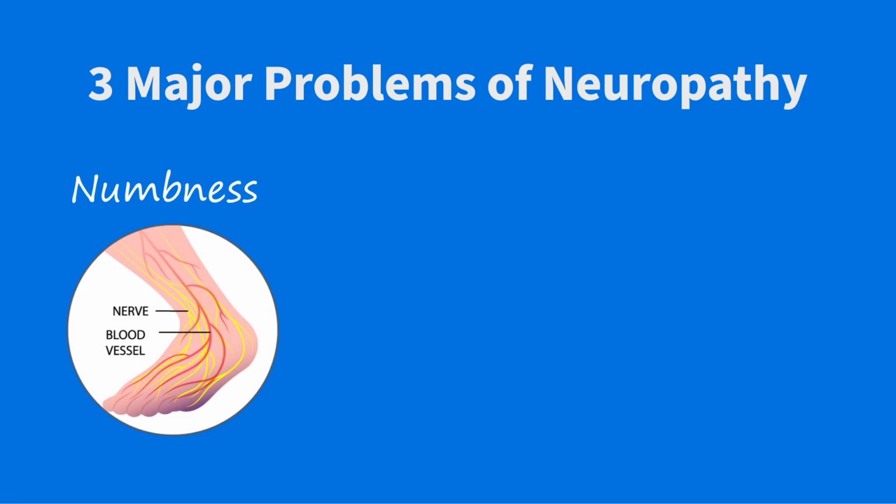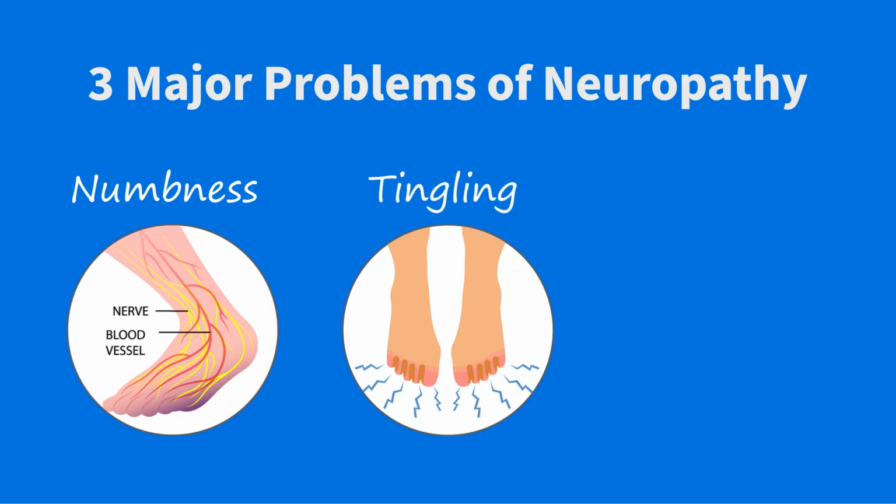The first is numbness. This simply refers to any loss of sensation. Tingling is the second problem. This occurs when the nerves are not receiving the oxygen they need. The third and most important issue is balance.